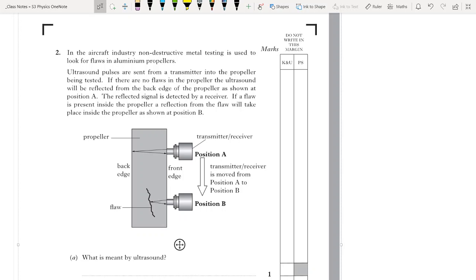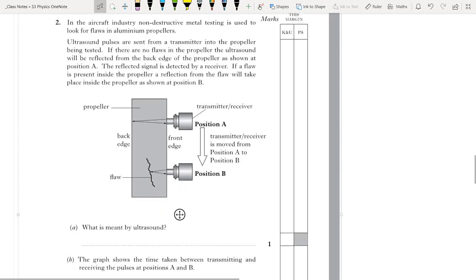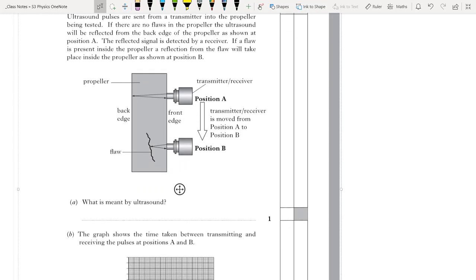The reflected signal is detected by a receiver. If a flaw is present inside the propeller, a reflection from the flaw will take place inside the propeller, as shown in position B. So we can see position A there. There's nothing in the way, so it goes there and back, all the way there and back. In position B, it's detected this flaw, so it only goes part of the way and then gets reflected back from there. Okay, so the first question: what is meant by ultrasound?